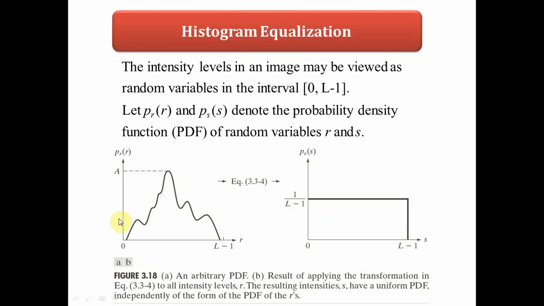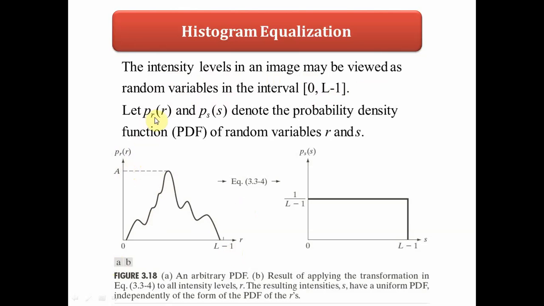Okay, so this is a histogram. This is P_R(r). Now the intensity levels in the image may be viewed as random variables in the interval 0 to L minus 1. Okay, intensity levels are from 0 to L minus 1. These are nothing but the gray levels.